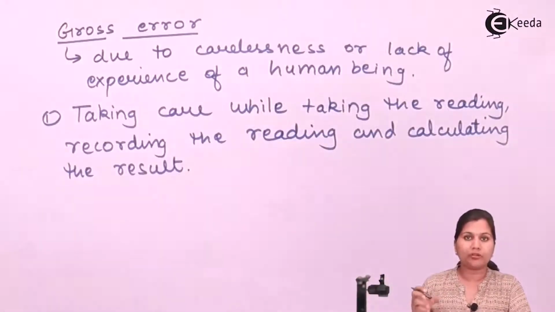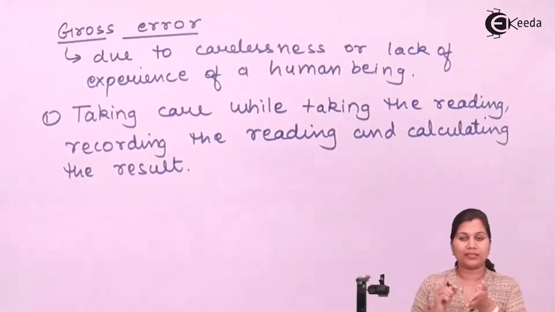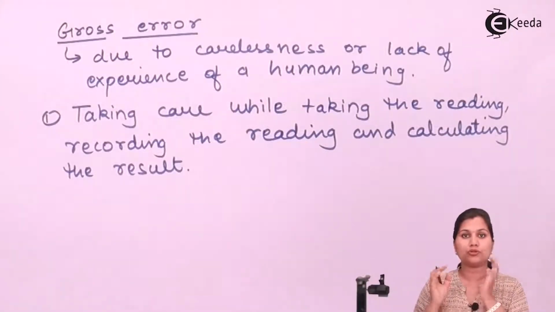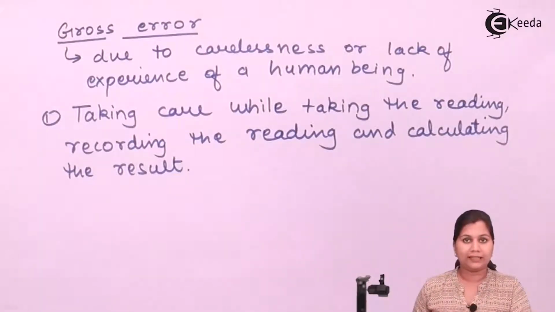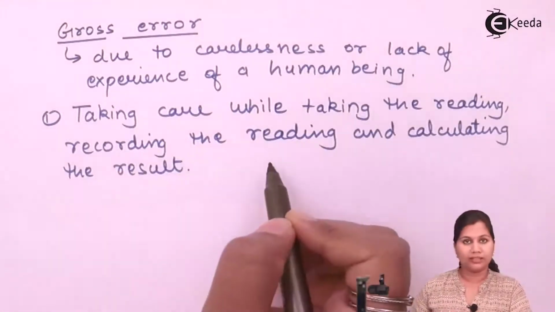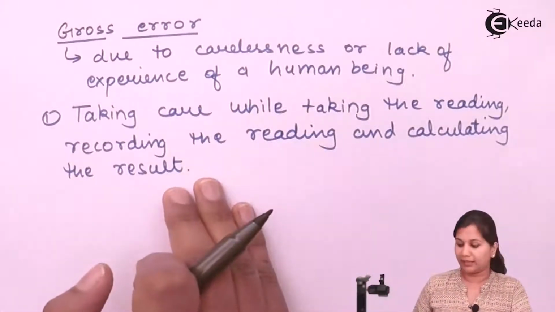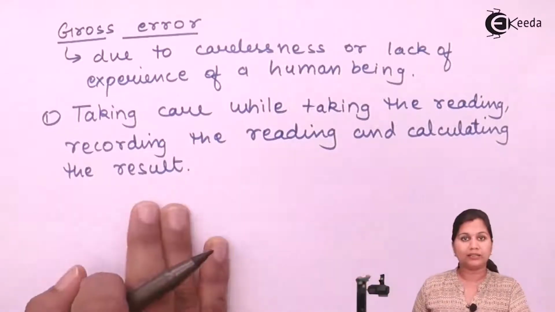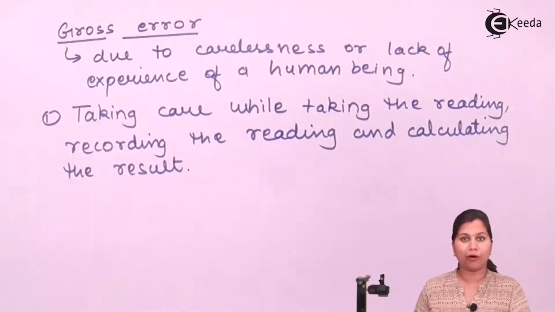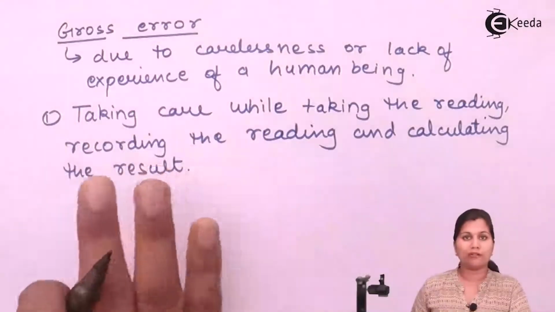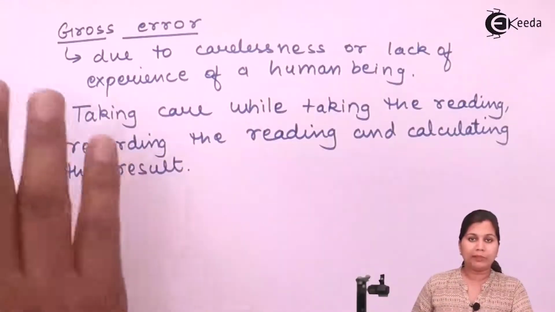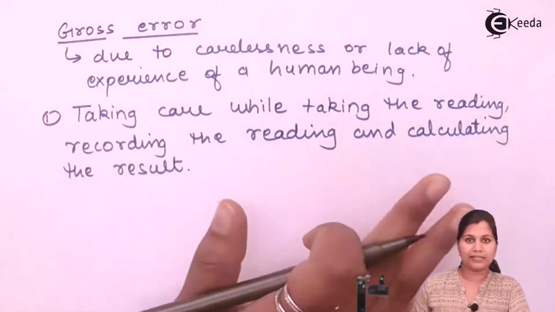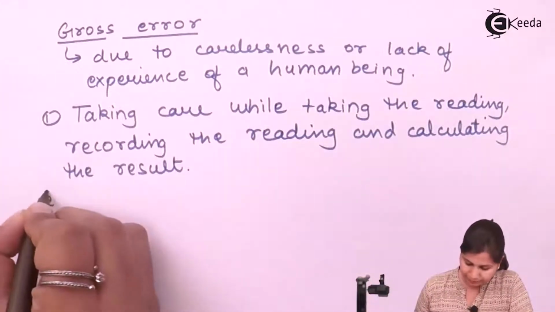Special care should be taken at that time, and the human being should be concentrated while taking the reading. He should not make any mistake. Also, while recording the reading, he should be alert, and while calculating the result, doing the calculations and applying the formula, the observer should take care. So the first remedy to eliminate the gross error is to take care while taking the readings.